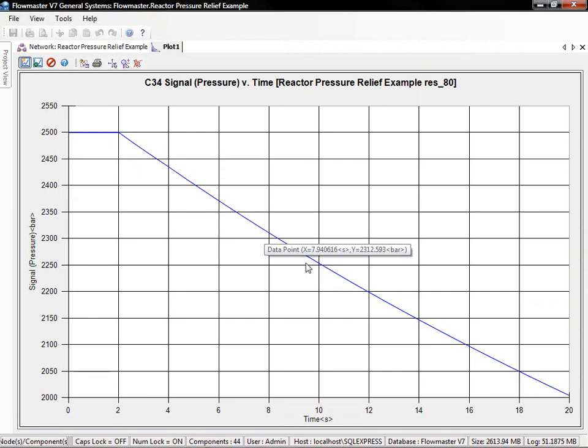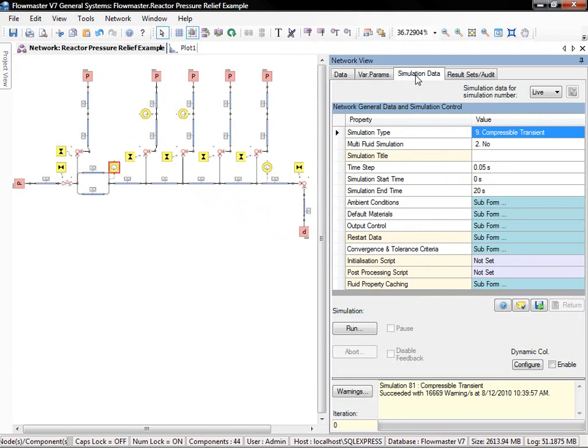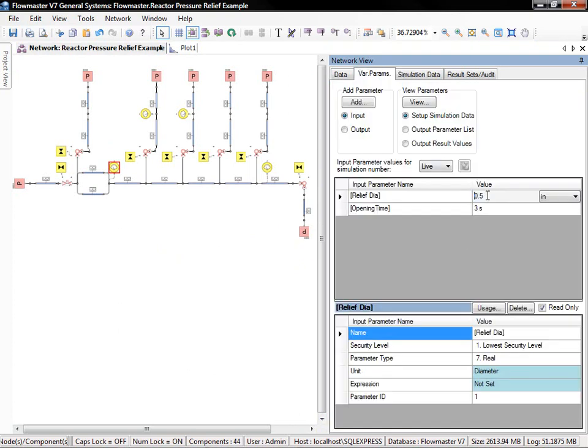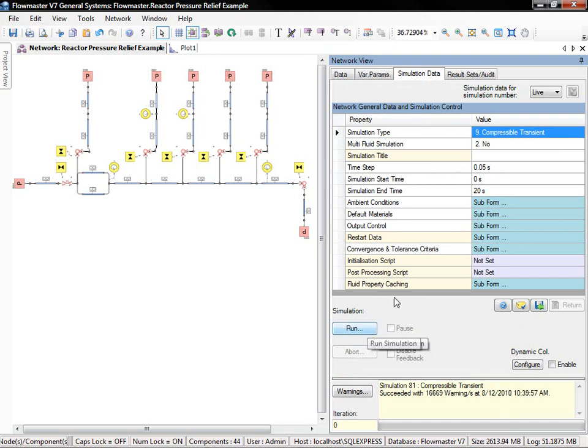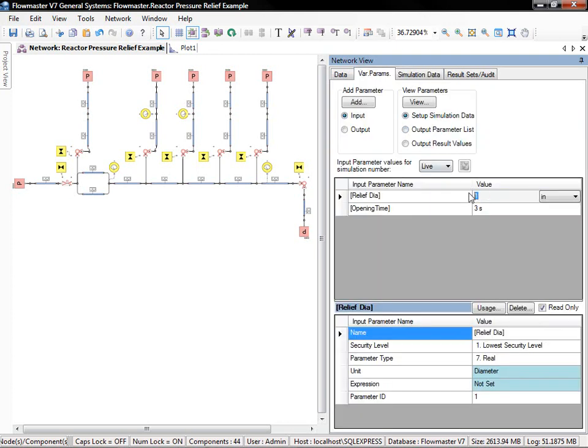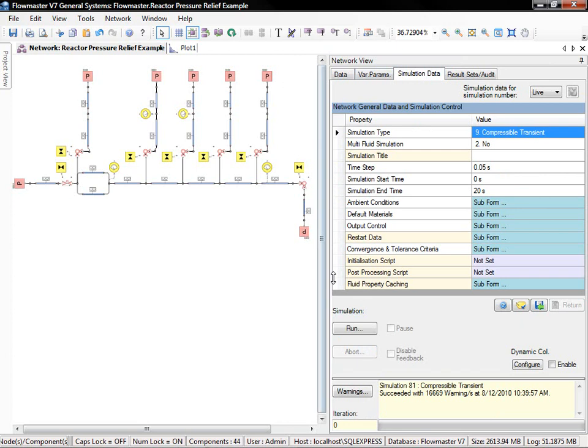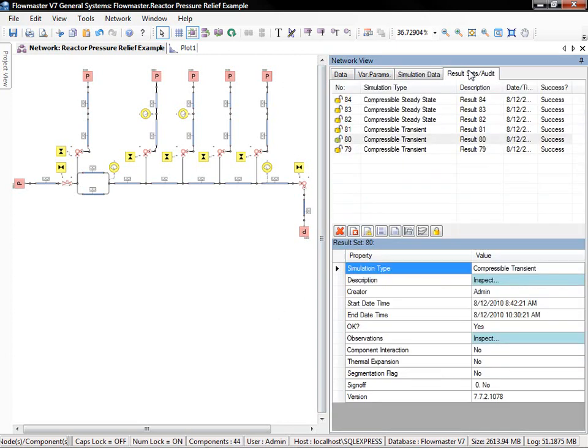If we look at the 1/2 inch example, we can see that even after 20 seconds, it barely gets down to just above 2000 bars. So probably not the design that we're going to want to go with. So let's take a look at the 1 and 2 inch pressure relief systems. From the steady state results, we would expect that these would decrease in pressure much quicker than the 1/2 inch line.